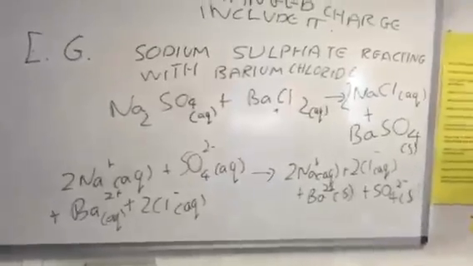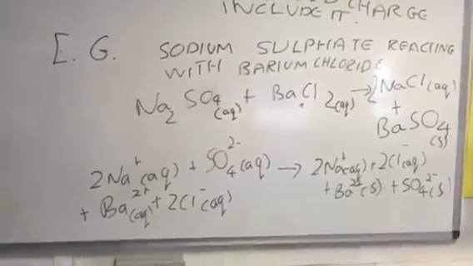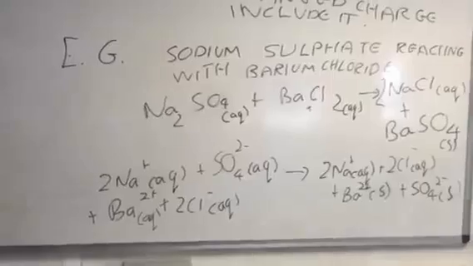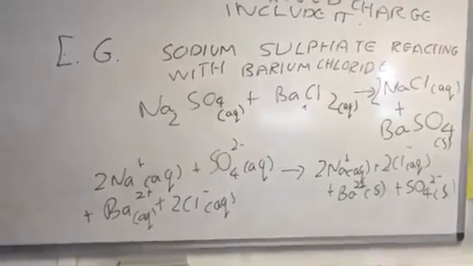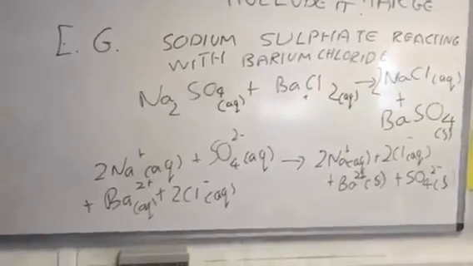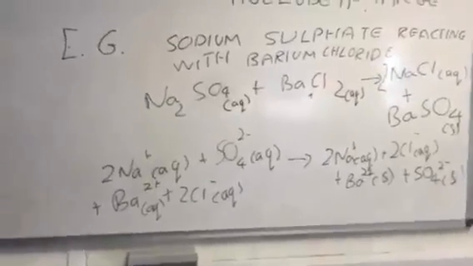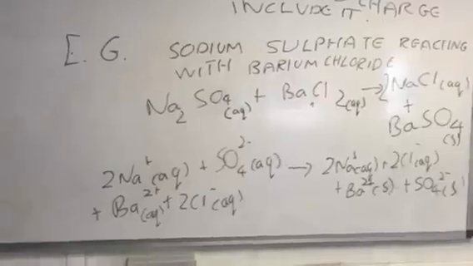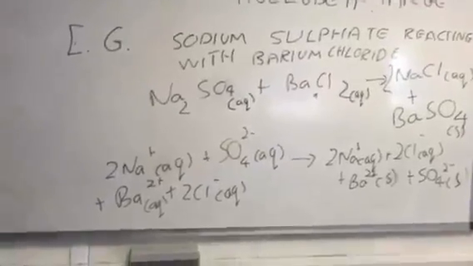I know the states of my substances because I know it's a precipitation reaction. Remember, I know that this is the test for a sulfate 2- ion. So I know I'm going to make barium sulfate as a solid, and the rest of my constituents are going to be in the aqueous state.